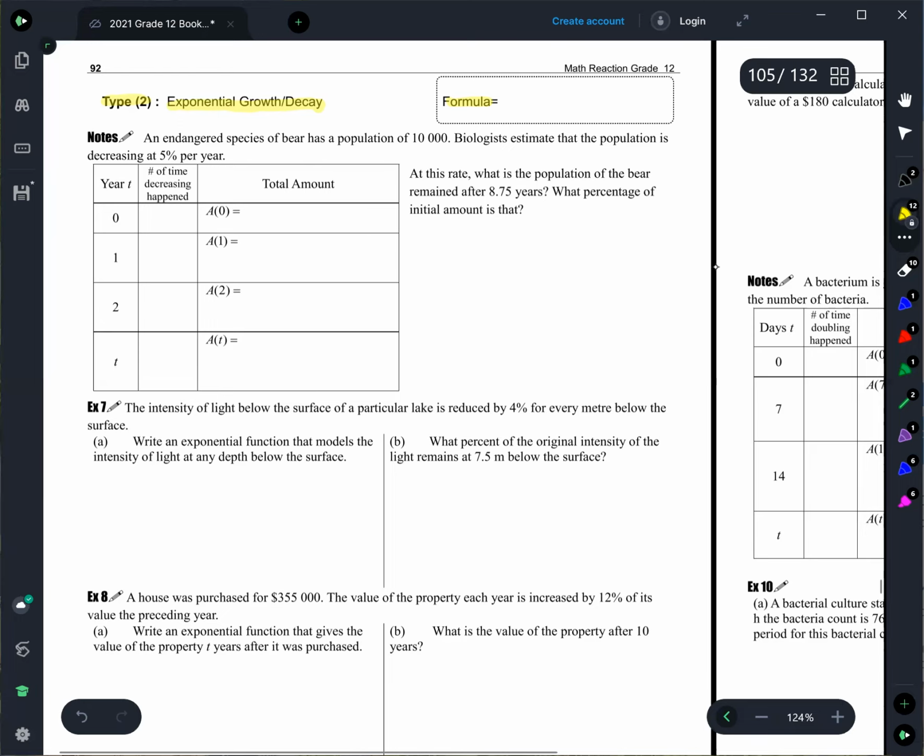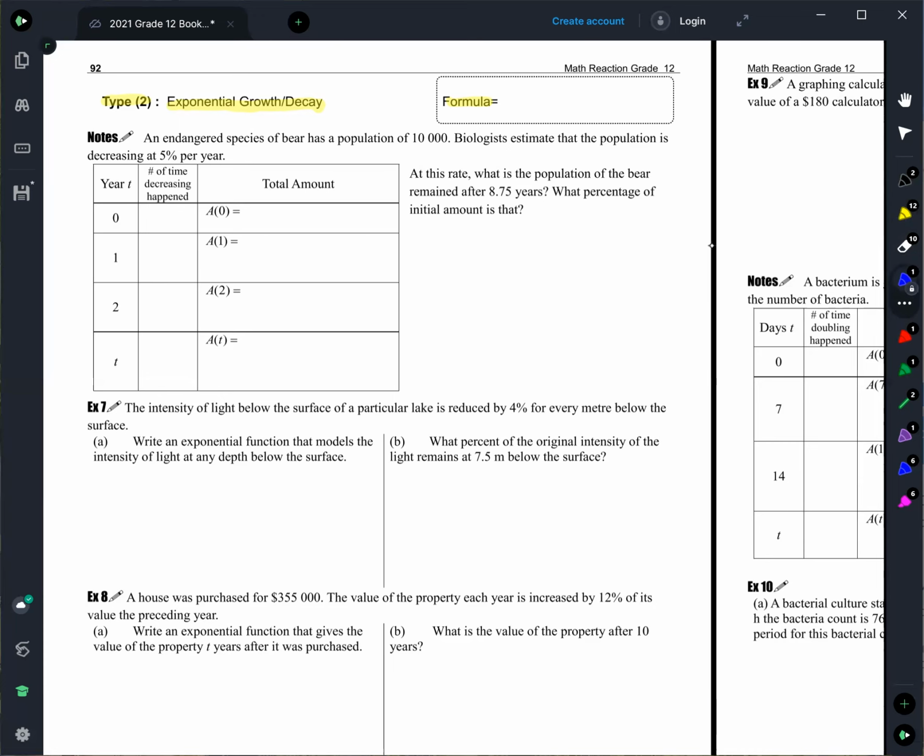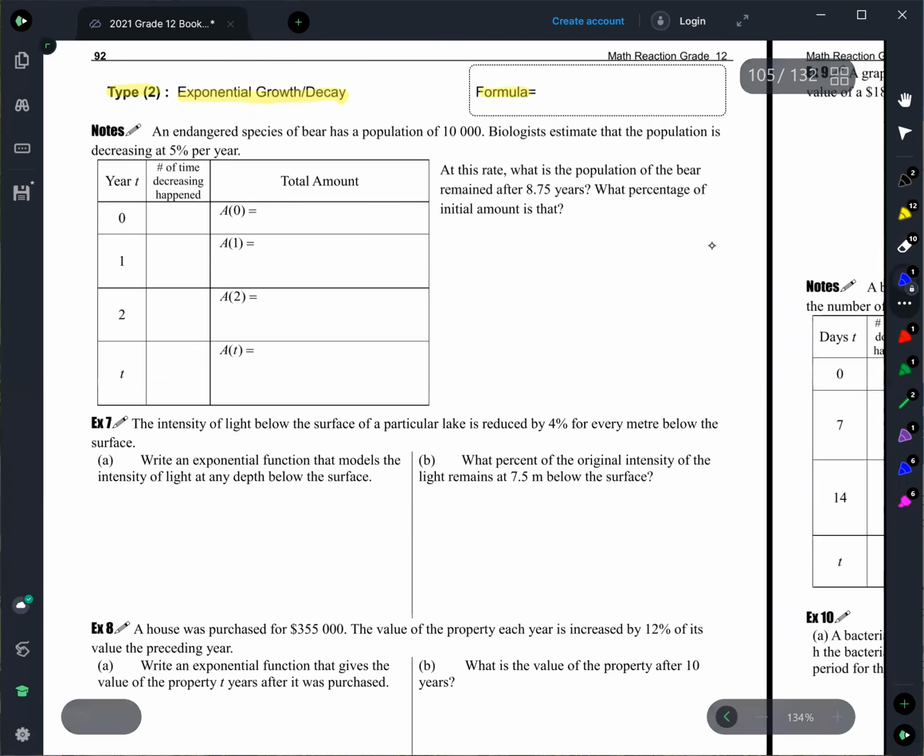And the way it increases, it's not just using interest rate, okay? It could be other kinds of rate. Could be any percentage, right? Could also be decreasing. So let's look at our first example and then try to derive a formula for it. So here we have an endangered species of bear, okay? It started with a population of 10,000, okay? And then we are estimating the population is decreasing at 5% per year. So usually the rate they are always giving you in per year, okay?